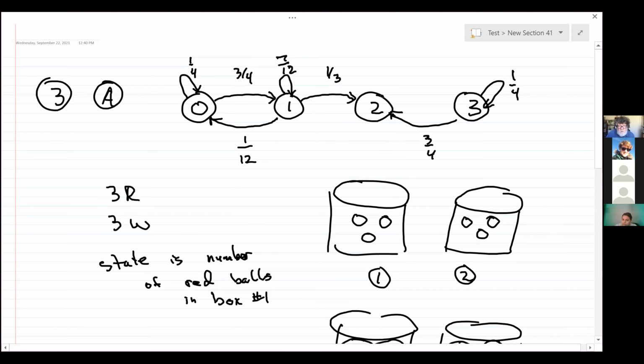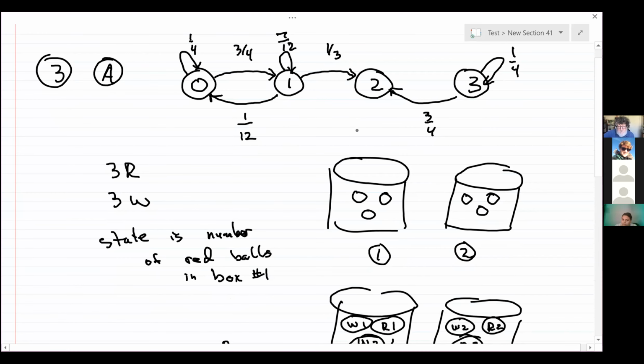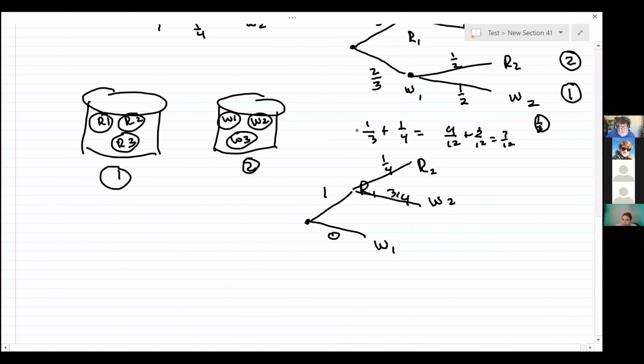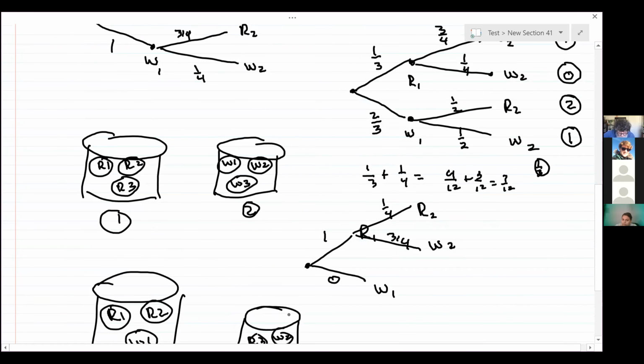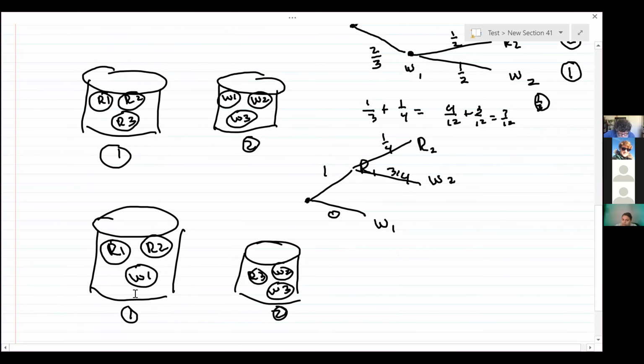The chance, well, might as well do it. We've gone this far. So the one that remains is we have 2 red balls in here. So maybe we have red ball 1 and red ball 2, perhaps, and white ball 1. And over here, we would have red 3, and white 2, and white 3. Okay. And we're at state 2, because we got 2 red balls in here.